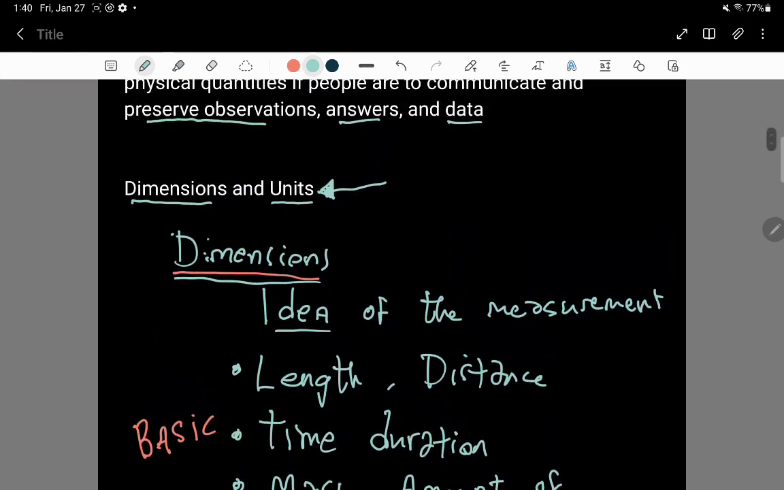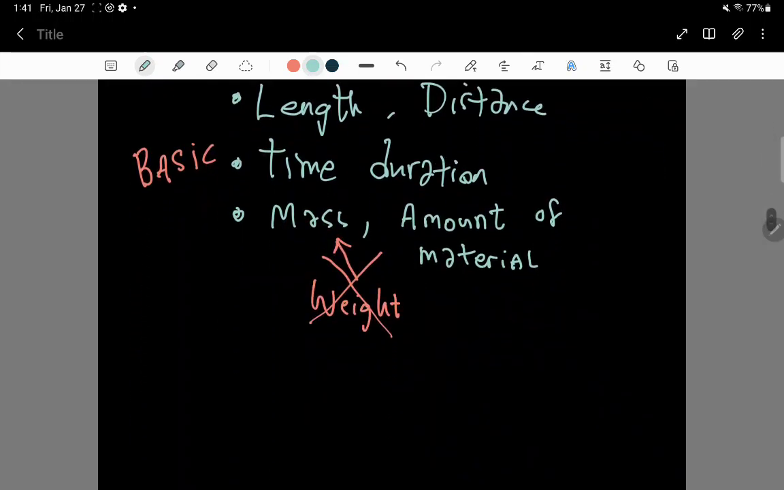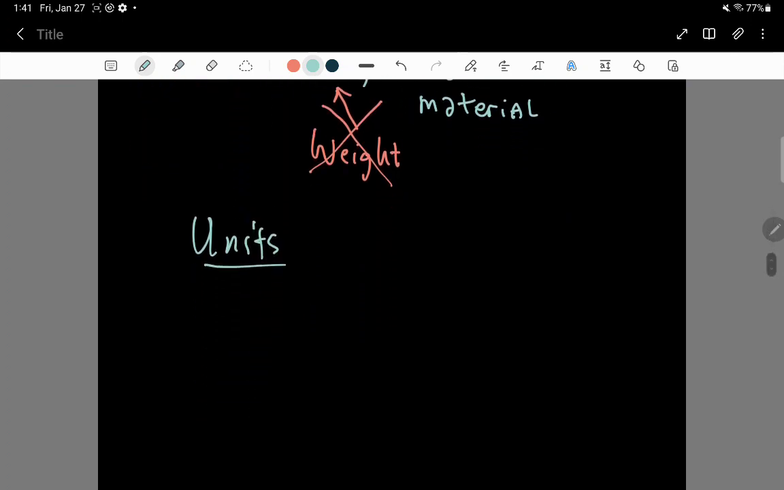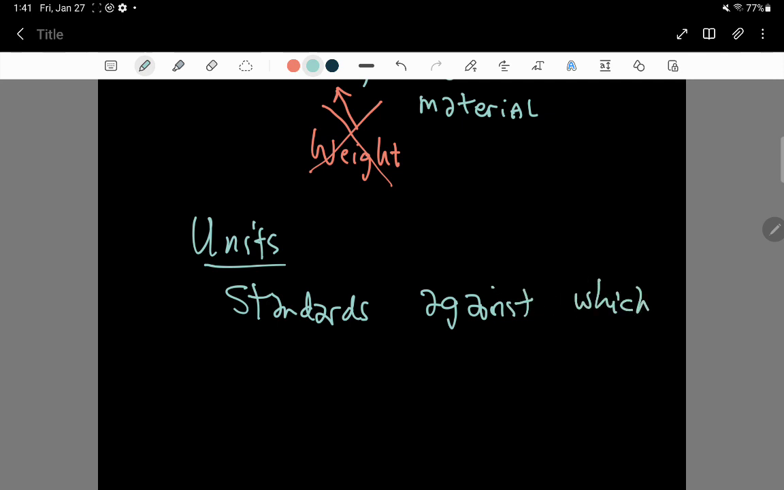But the other word that's really important is units. And units and dimensions, as far as this class is concerned, as far as how we're using the language, I really want to separate the two concepts, the concept of the unit and the concept of the physical dimension of measurement. So here is some units. Units are standards against which a scientist can make measurements.